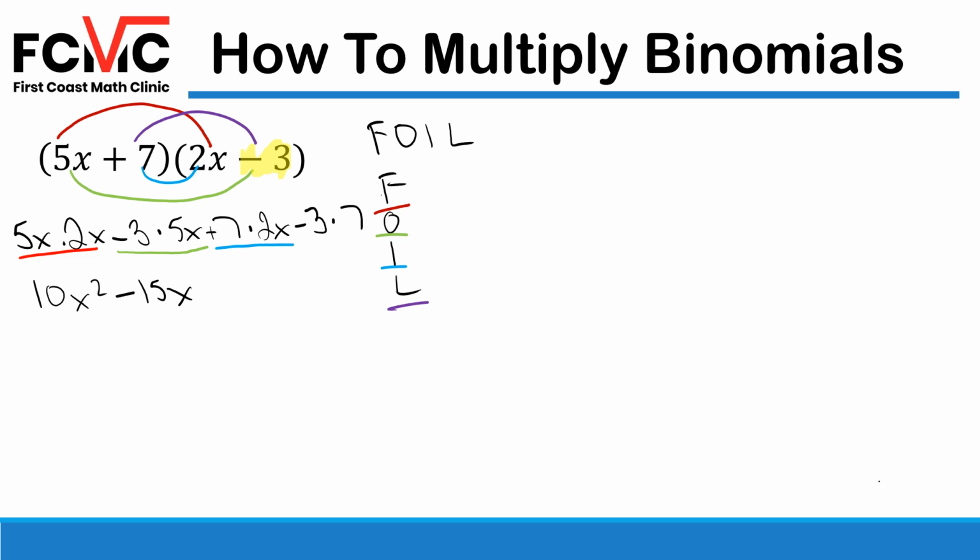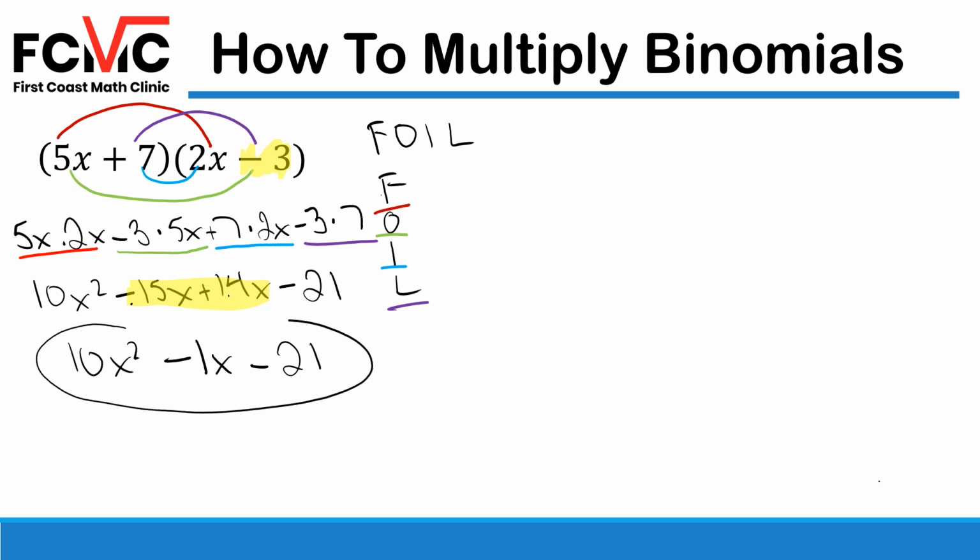7 times 2x is going to give us positive 14x. Negative 3 times 7 is going to give us negative 21. And our like terms, the same variable raised to the same power, are going to be right here. Negative 15 plus 4 is going to give us negative 1x, and we can bring down the minus 21 and the 10x squared. So this is going to be our answer, multiplying our binomials using FOIL.